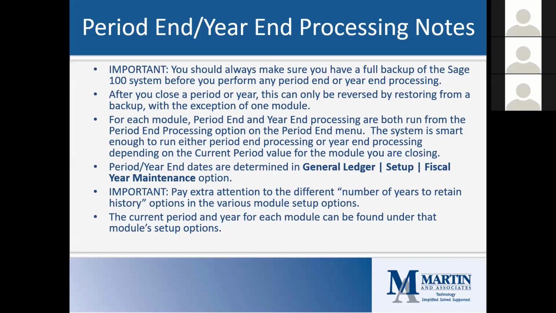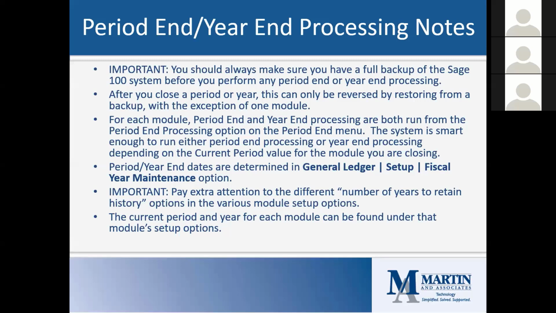Another important note on the second to last bullet there, make sure to pay attention to the different, and I put in quotes there, number of years to retain history options underneath of the various module setup options, because that's very important. By default, a lot of those will default to 2 years of maintaining history. And then what happens is when you close that second year and the third year now opens up, it'll start purging off that first year because it only has 2 years of history.